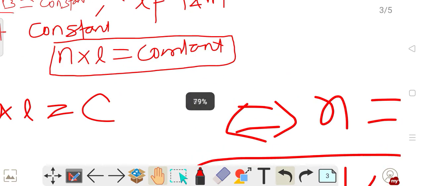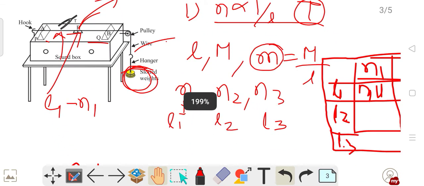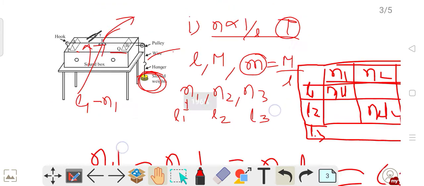That means we took the readings for different frequencies. We took the readings of the length of the wire, and they were all different lengths, and when we multiplied, we found out that this product of length and corresponding frequency is same in every case. So this is how the first law is verified. I hope this is clear.